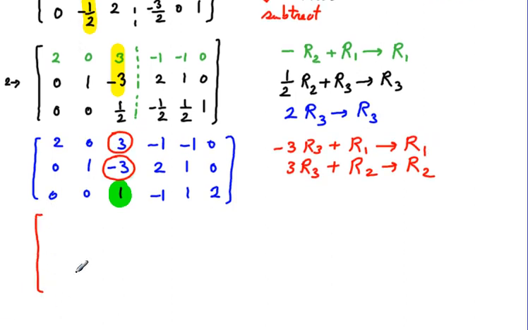So let's go ahead and carry this out. So 0, 0, 1, minus 1, 1, 2. Let's do that one. So I get 2, 0. What do I have here now? 0. And then what is the entry in this location?